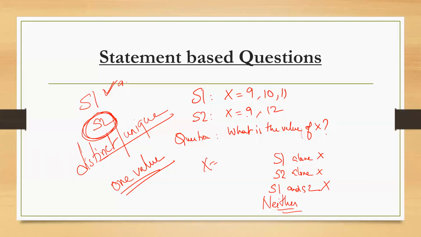If I combine both of them, there is only one common value, right? That is 9. Exactly. So this is distinct. Okay, only one value of x. Fine, Nitish. I hope this is clear.